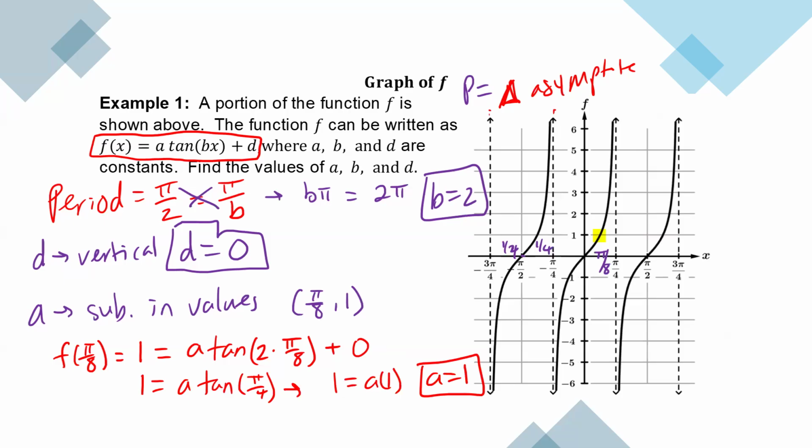No, it's not. Pi over 4 is in quadrant 1, and it's the middle. It's your 45. 45 degrees. It's 45.